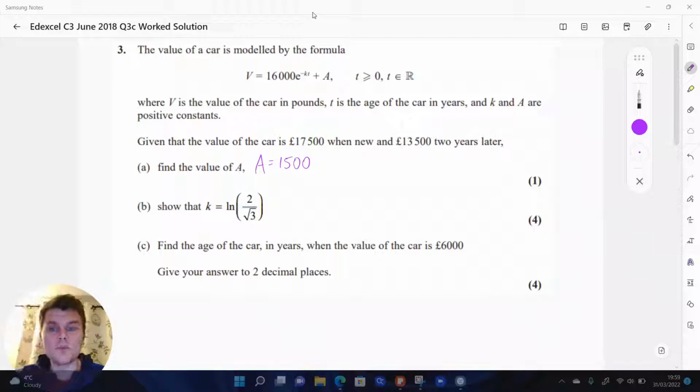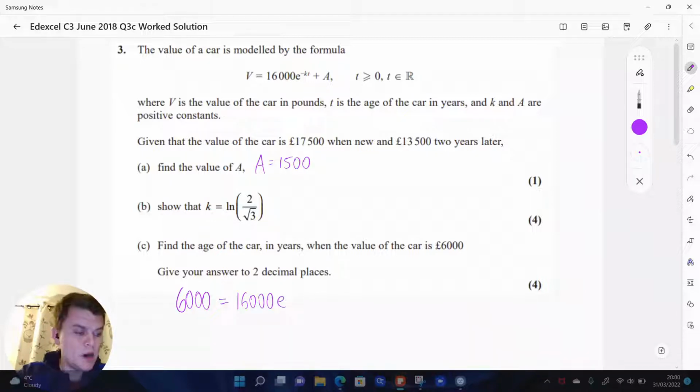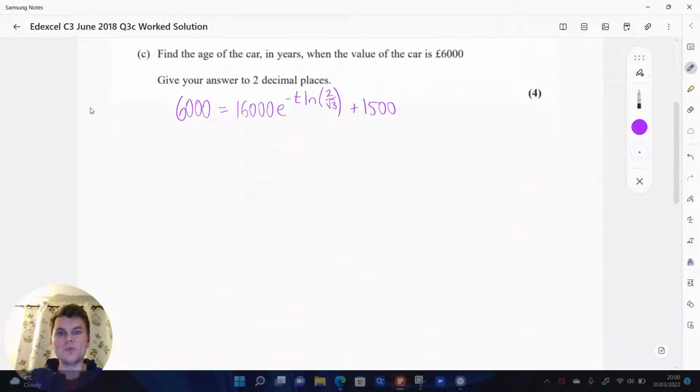Okay, so we're going to start off with our formula. We know that V is 6,000. Start with that on the left-hand side, and we're going to substitute in everything else that we know. 16,000 doesn't change. We've got e to the minus kt. We now know what k is. k is ln 2 over root 3, so I'm going to put minus t and then ln 2 over root 3. And then plus A, which is 1,500. Okay, so that is what we are going to work with.